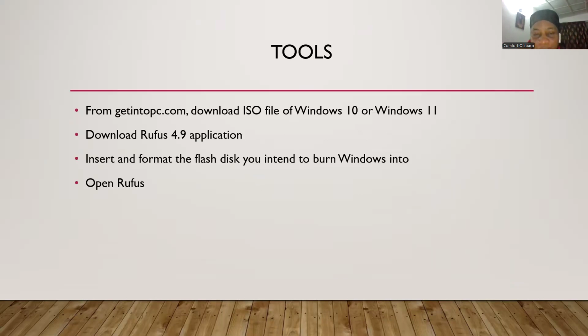So I'm just going to use Get Into PC, which is a website for downloading ISO files. For this presentation, we'll be using an ISO file of Windows 10 or Windows 11, but you can use any of them. I'll be going with Windows 10 because the systems I'm about to format with my students are really old systems, so we're just not going to give them such a heavy load as Windows 11. So that's one: I will download the ISO file of Windows 10.